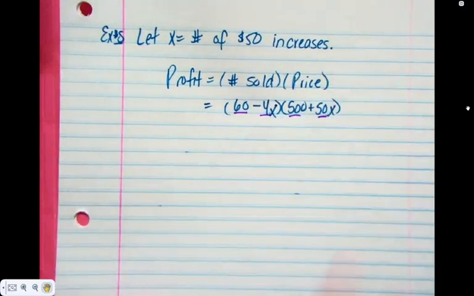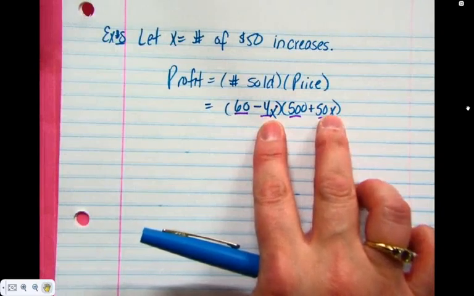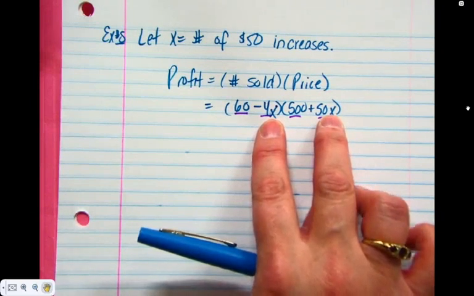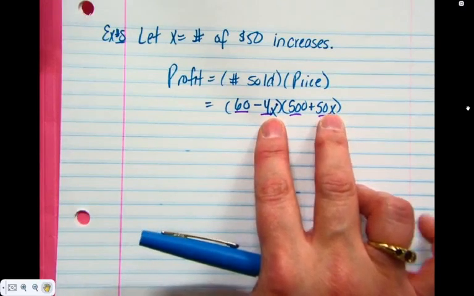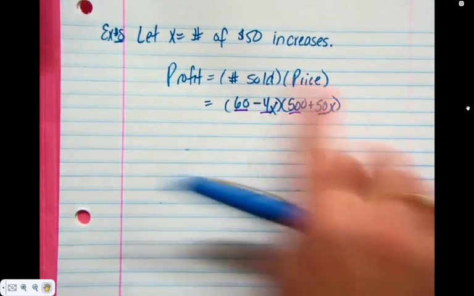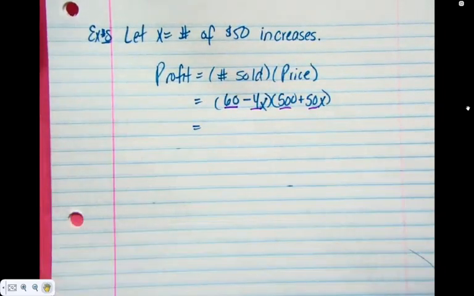X. If you forget your X's, what's going to happen when you FOIL and simplify? You're not going to have a parabola. If you don't have a parabola, you can't complete the square. If you can't complete the square, you can't get the vertex. If you can't get the vertex, you can't solve the question. So a hint is, make sure you have two X's. Okay, let's FOIL it out.